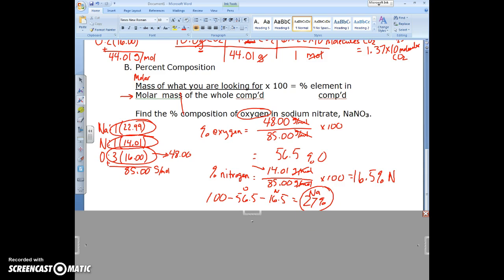All right, so that's how you use molar mass as a conversion factor and how to do percent composition.